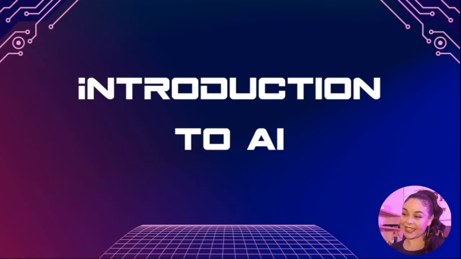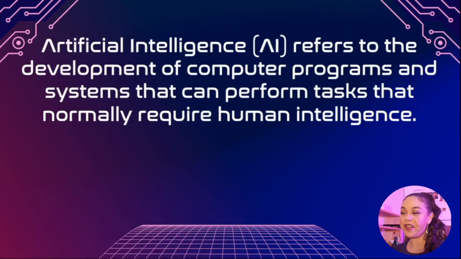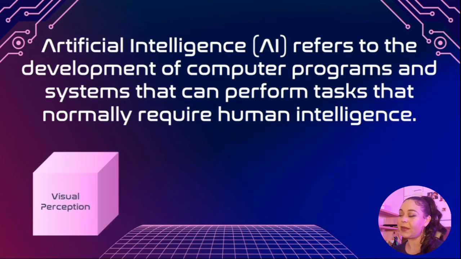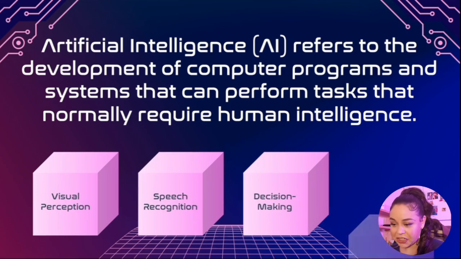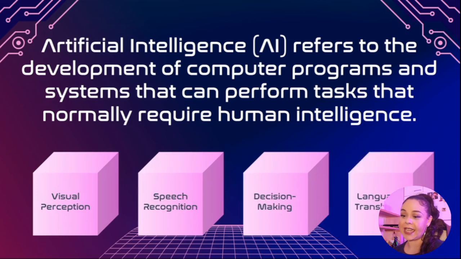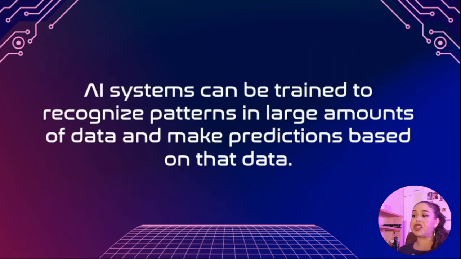All right. In this lesson, I'm going to give you an introduction to AI. So, artificial intelligence or AI refers to the development of computer programs and systems that can perform tasks that normally require human intelligence. So, some examples are visual perception, speech recognition, decision making, and language translation. AI systems can be trained to recognize patterns in large amounts of data and make predictions based on that data.